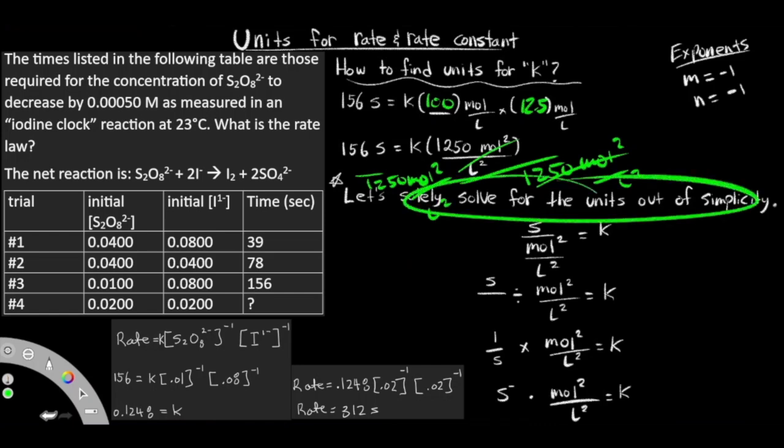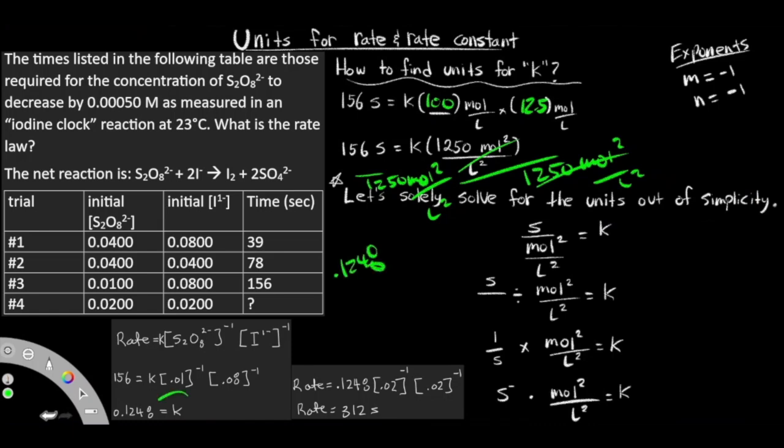Okay, so let's solve solely for the units out of simplicity, so we'll leave the numerical values out of it. We know that we're going to end up getting 0.1248 anyway, but we're just going to look at the units. So this is S divided by mole squared over liter squared, as is shown here. S over nothing is technically over 1.